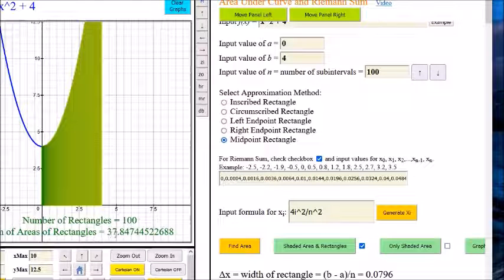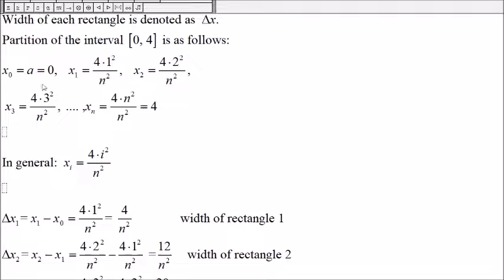And we get 37.84. And then now let's fill this shaded region up with an infinite number of rectangles. So we have chosen to partition the interval from 0 to 4 this way.